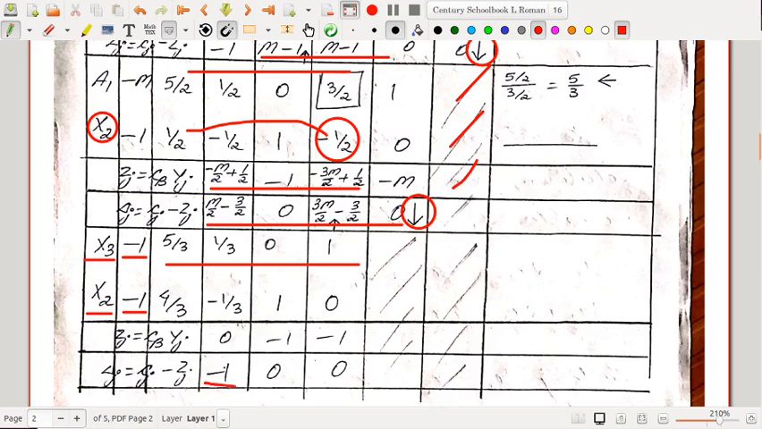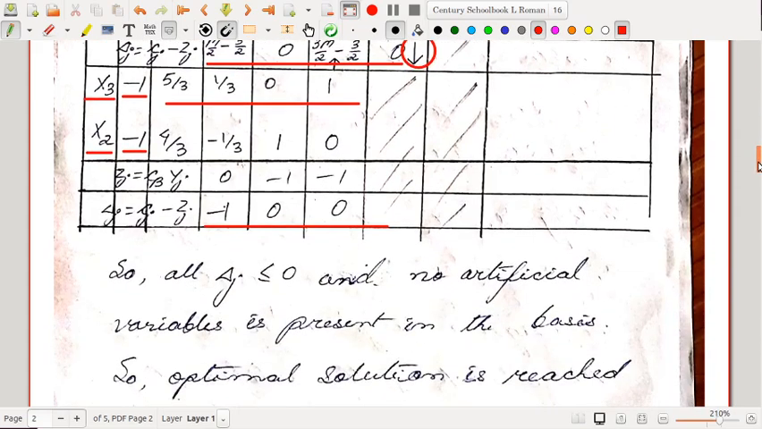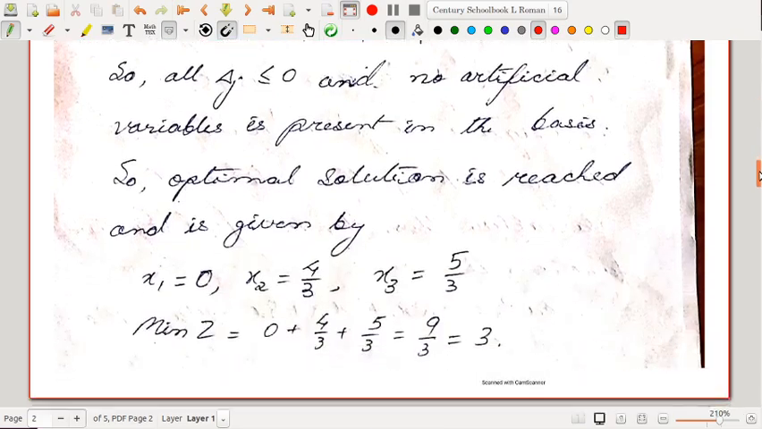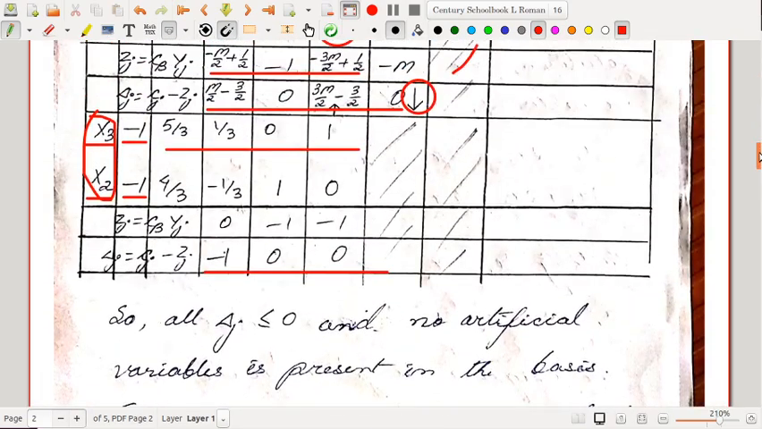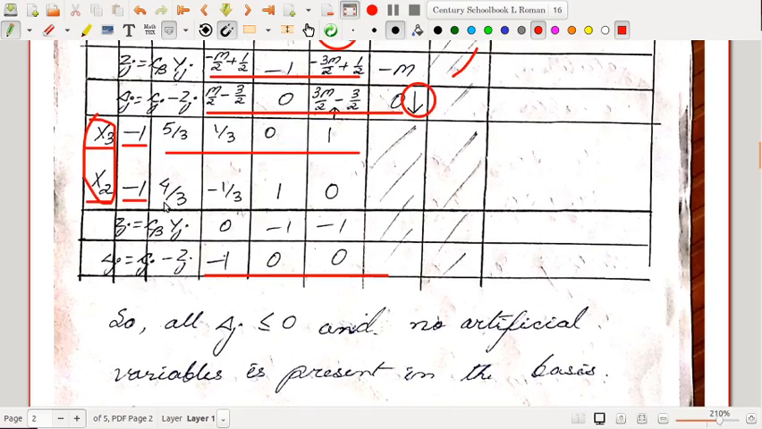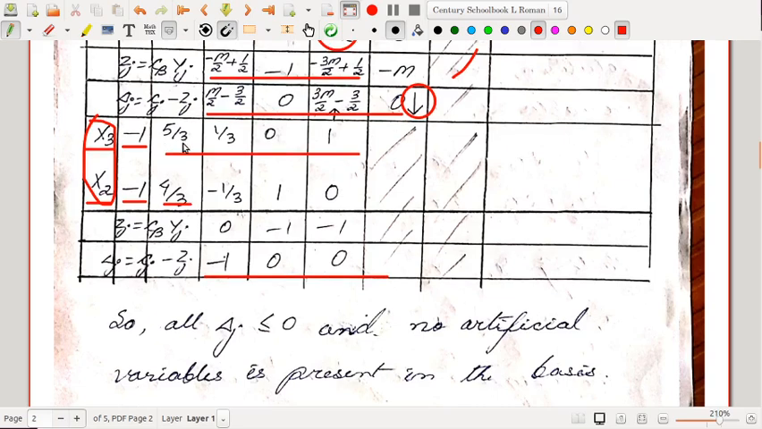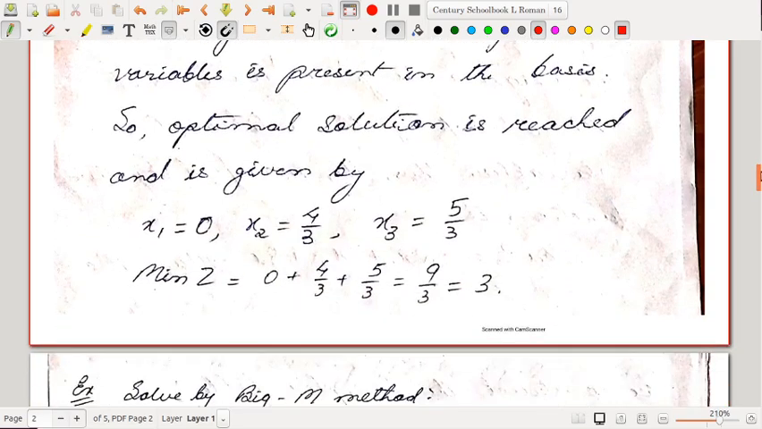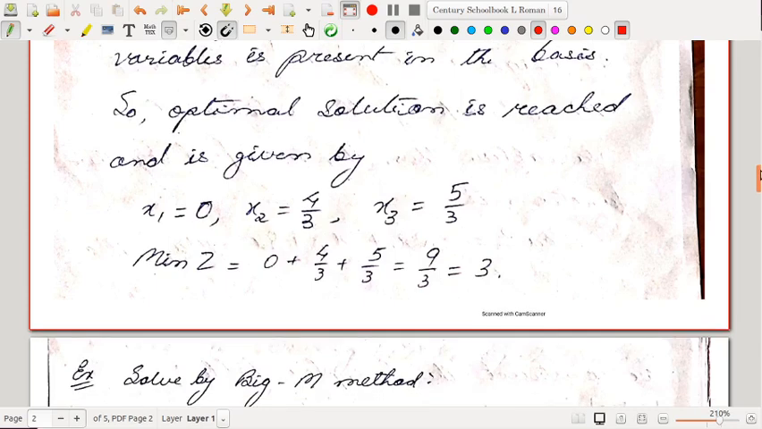So ultimately you will see that all delta j are less than or equal to 0, right? Since all delta j are less than or equal to 0 and no artificial variables are present in the basis, the basis contains only x2 and x3. So our solution is optimal, and it is given by x1 equal to 0 because x1 is not there, the value of x2 is 4/3, which comes from the table itself, and the value of x3 is 5/3, which also comes from the table. So the minimum value of z is 0 plus 4/3 plus 5/3, that is 9/3, which is equal to 3.